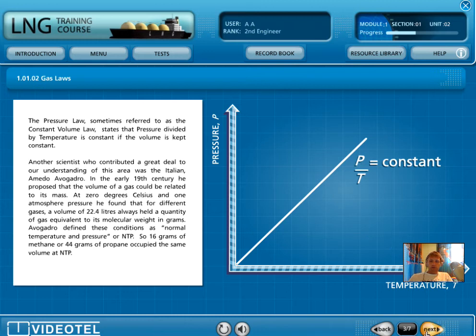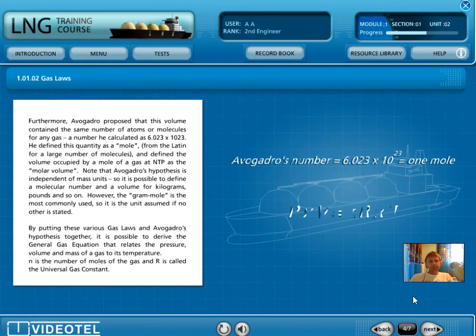Very interesting. Furthermore, Avogadro proposed that this volume contained the same number of atoms or molecules for any gas, a number he calculated as 6.023 times 10 to the 23. He defined this quantity as a mole, from the Latin for a large number of molecules, and defined the volume occupied by a mole of a gas at NTP as the molar volume.